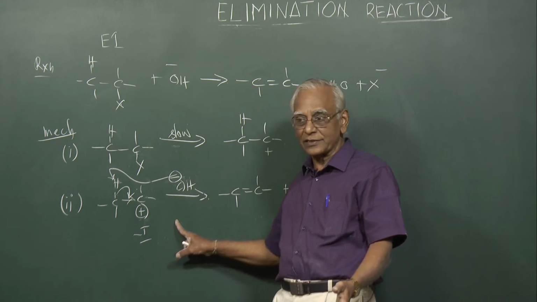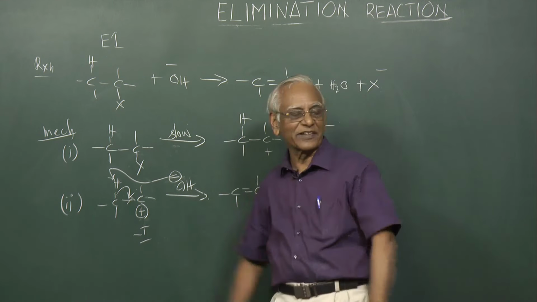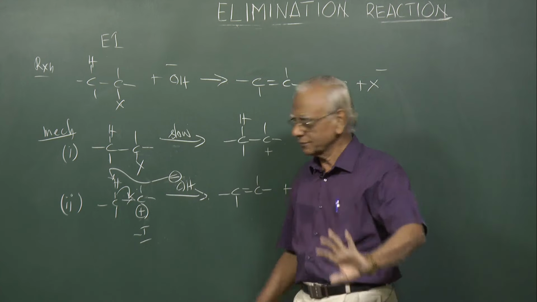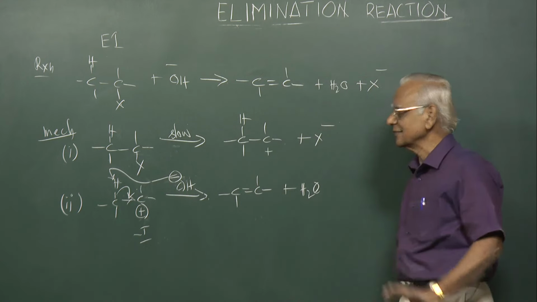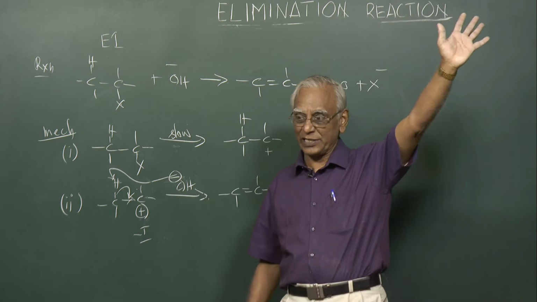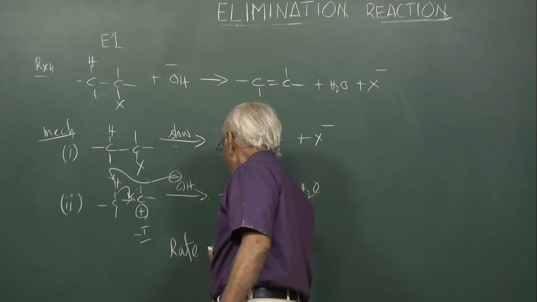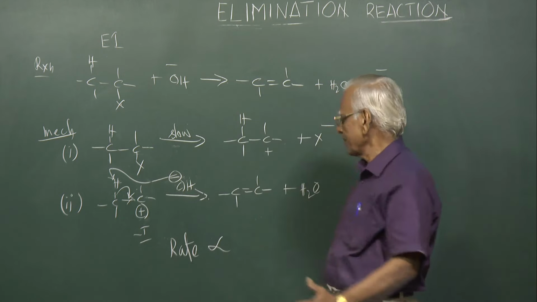Second step is faster. Since it is faster, the first step must be very slow. Therefore, the OH minus ion is not involved in the rate determining step. Now, maybe I shall explain these to you next class in detail.